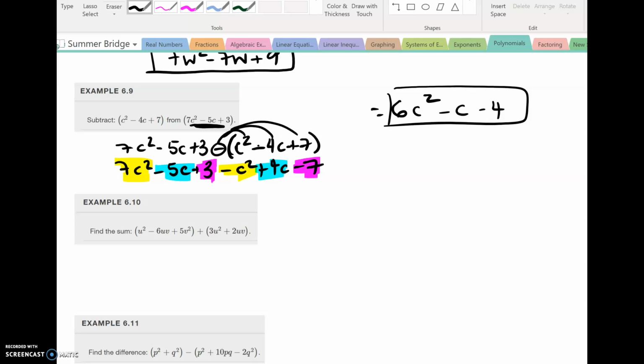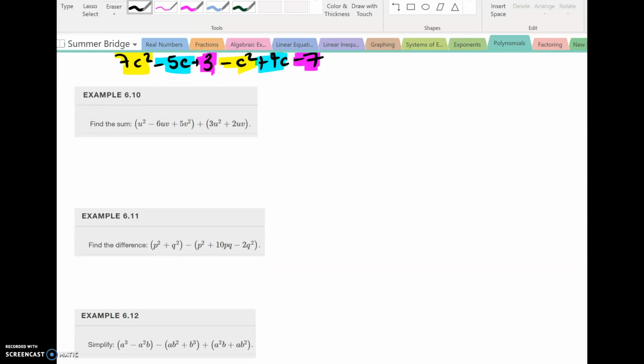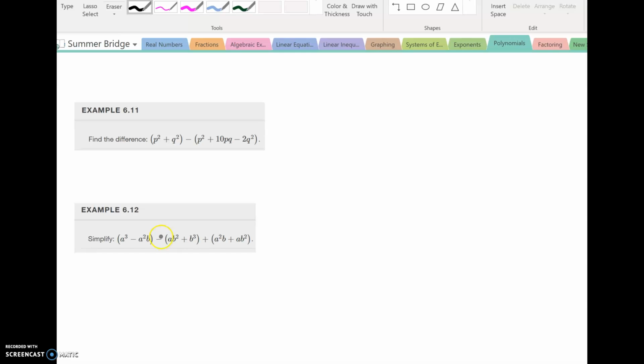I am going to skip that next one. Actually, I'm going to go straight to the next one if I have some time here. And first things first, you need to make sure you distribute. So I have a cubed minus a squared b minus ab squared minus b cubed plus a squared b plus ab squared. And I wanted to make sure I did this because now we're going to have a happy highlighting situation.